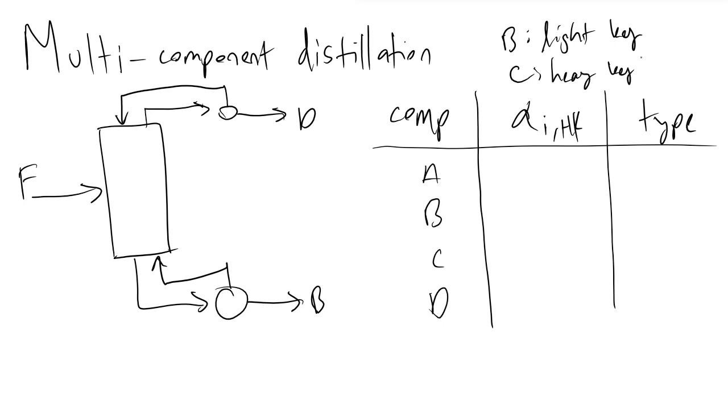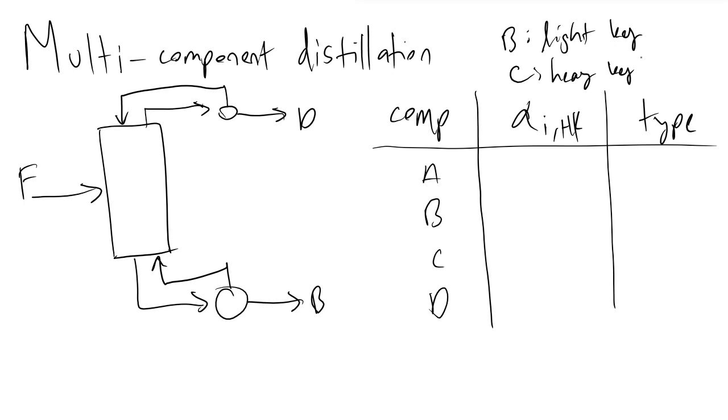The reason we need to define heavy keys and light keys is for the mathematical models that we'll apply later on. When we are deciding what two species to declare as our heavy and light key, it is best to pick two components that have the biggest difference in volatility or boiling points. The greater the difference between the volatilities of these two components, the better our non-distributing assumption that we'll make later on becomes.